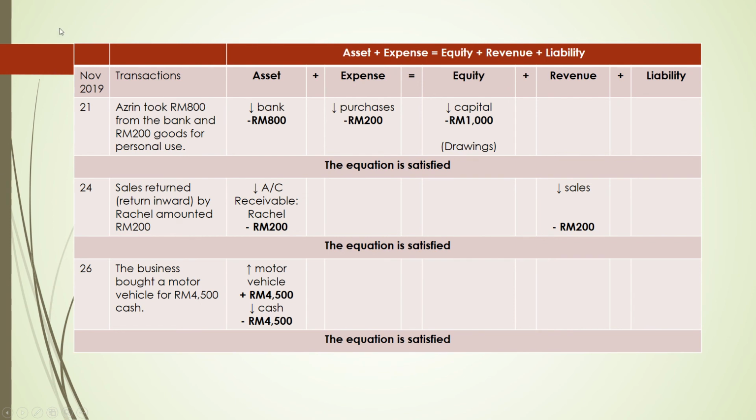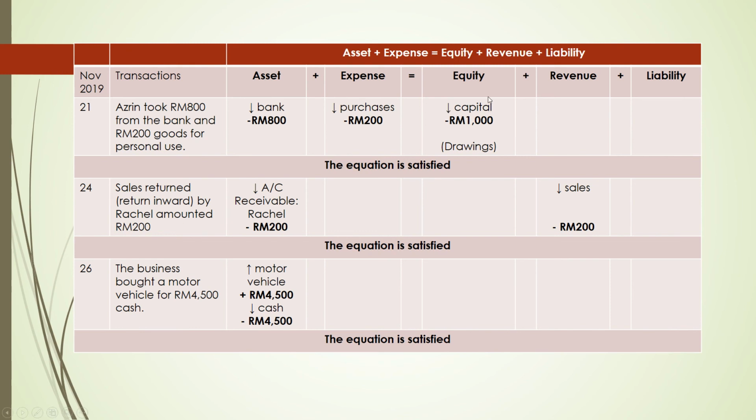21. Azrin took 800 ringgit from the bank. Therefore, asset decrease. Asset bank decreased by 800 ringgit. And Azrin took 200 ringgit goods. It means that the amount of goods previously purchased by the business will be decreased by 200 ringgit. And this asset is taken by Azrin for his personal use. Therefore, the amount of equity will decrease.